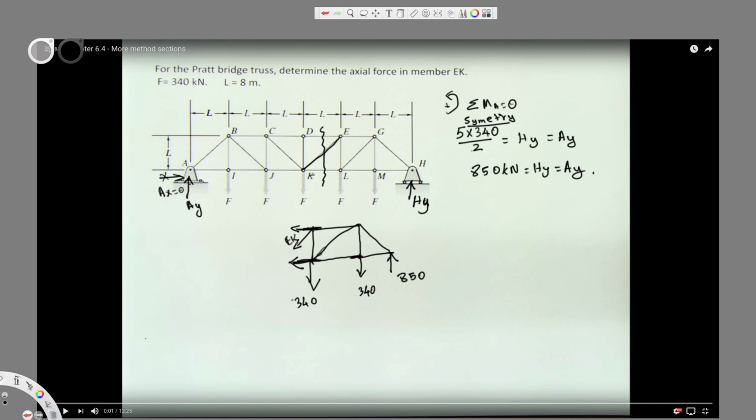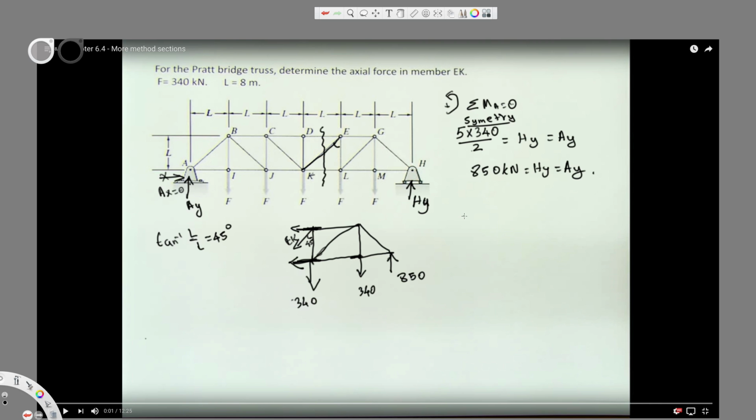Since this is EK, we can find this angle right here. The height is L and the width is L, therefore it's tan inverse of L by L. Tan inverse 1 is 45 degrees. So we can assume this angle right here is going to be 45 degrees. By observing this, you can directly assume which method we can use, because all of them are vertical forces. Vertical forces are known, and if I take horizontal force, it's much more complicated because we don't know that.